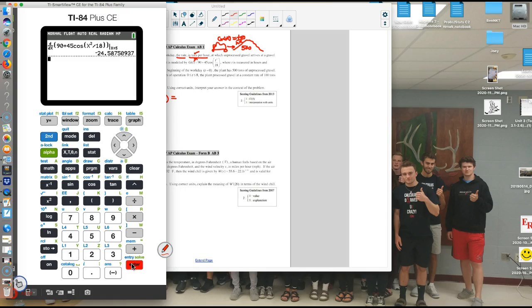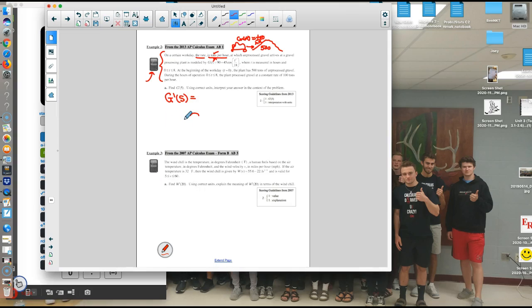Got it? Okay. Now, what do we round to? Do you remember, Lane? 3. Yes, a minimum of 3. You're allowed to truncate at 3 or round at 3 or go beyond 3, but you can't go -24.59. You won't get the answer point. So I'm going to go -24 point, I forgot it. Can you help me out, Quinn?